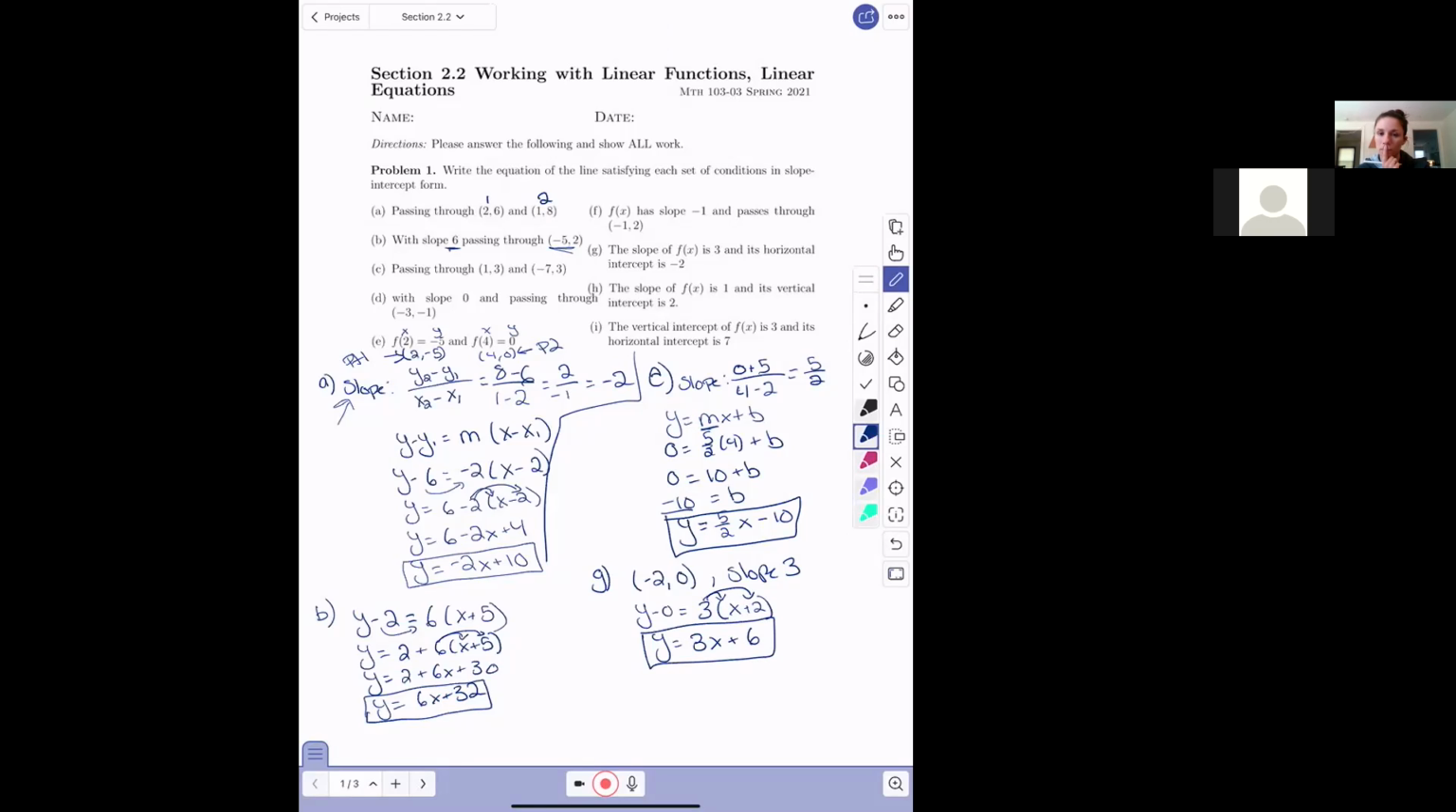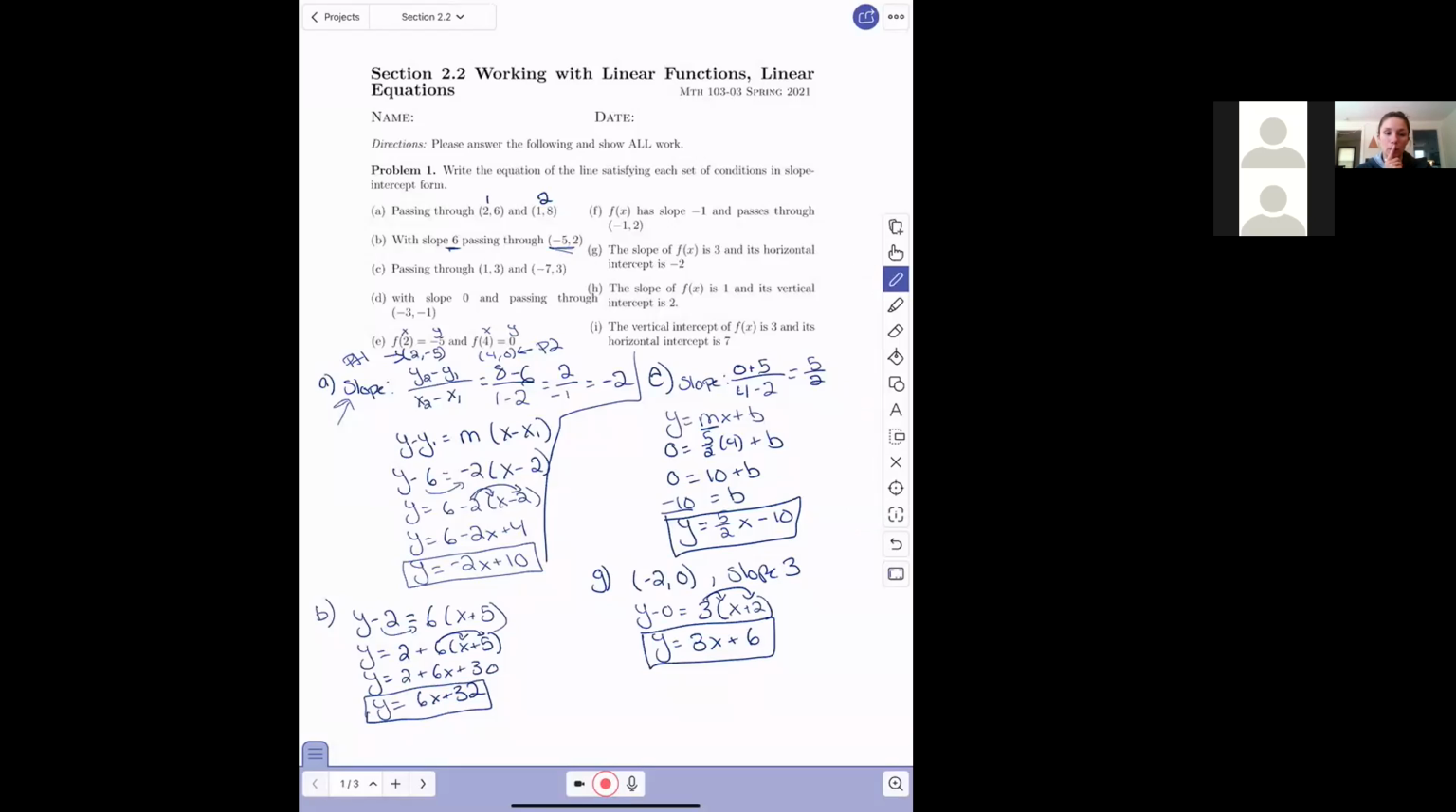Wait, so where'd you get the +2? Was it because the horizontal is -2? Yep, it's because the horizontal intercept is -2, and then it's x minus -2, so it becomes +2. Oh, thank you. Yep.